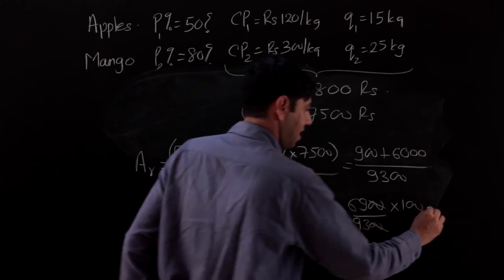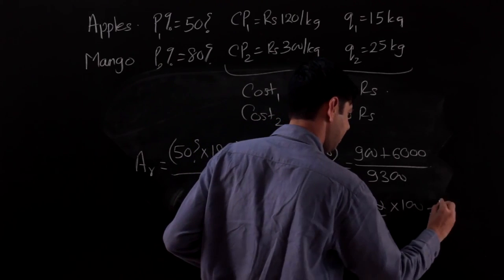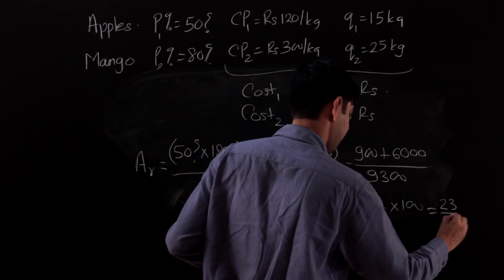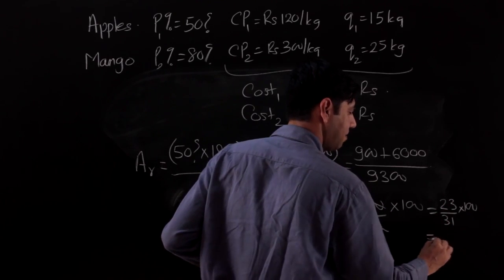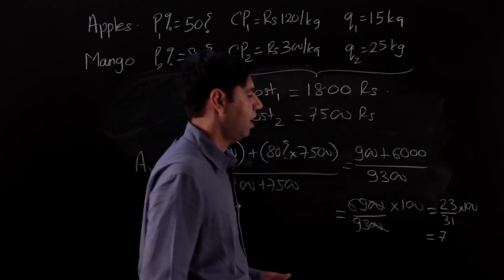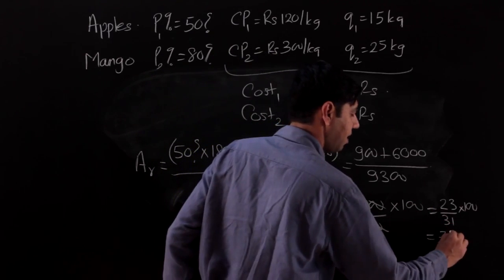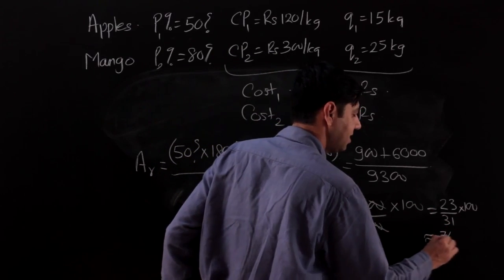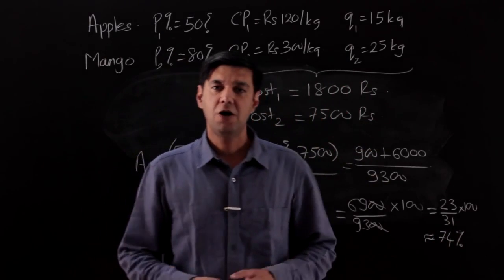So which is 23 by 31 into 100. We typically don't get the 100 into the picture. When I simplify, 31 sevens will give me 217, left over 130, 31 fours are 124. So approximately 74% is the overall profit. Hope you have got this.